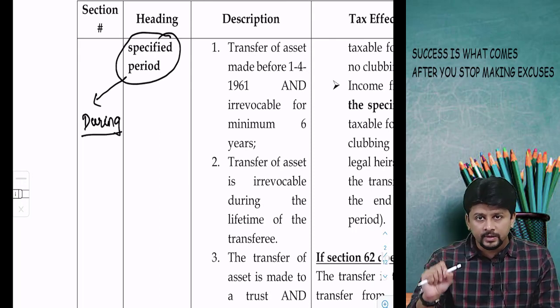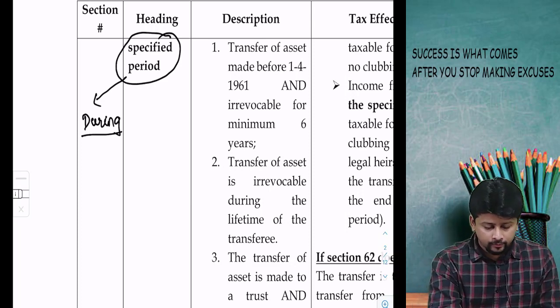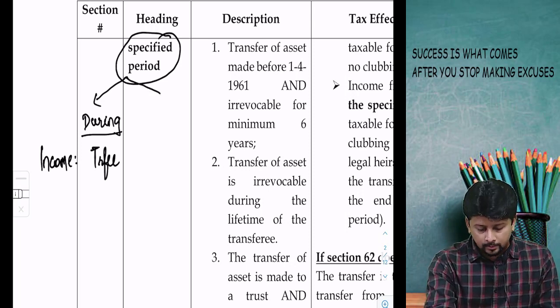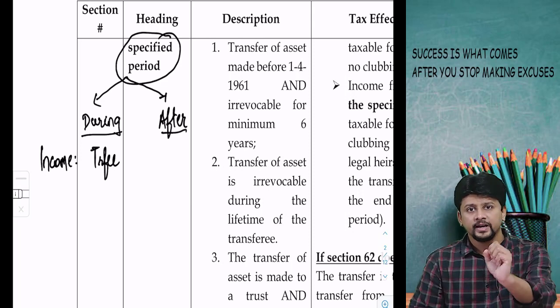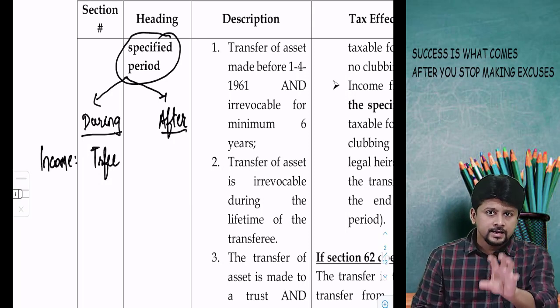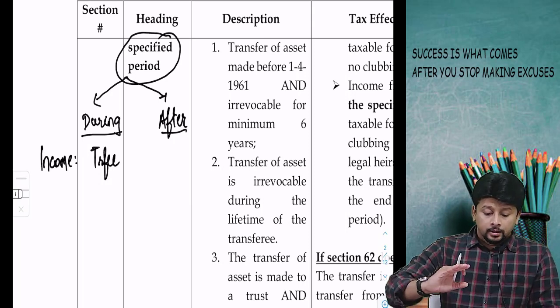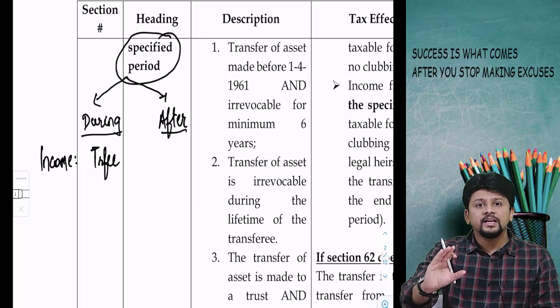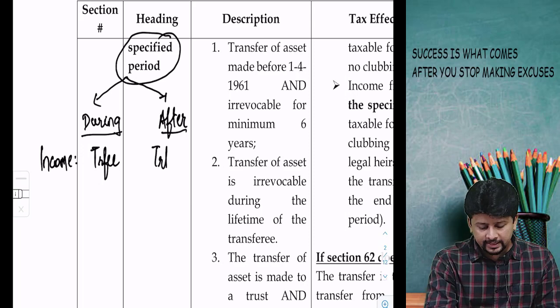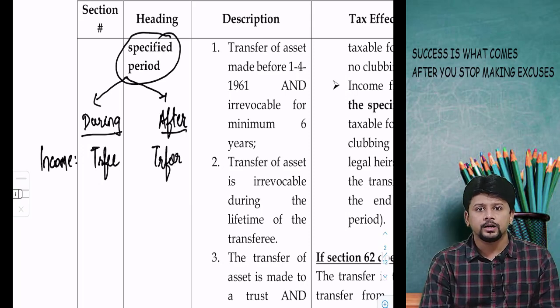The asset will remain with the transferee, which means whatever income arises, this income will be taxable for the transferee only. But after the specified period gets over, the power of cancellation is now active. The transferor of the asset can use the power, and if he wants, he can take the asset back. So now it is no longer irrevocable, it has become revocable. So thereafter the income will be taxable for the transferor.